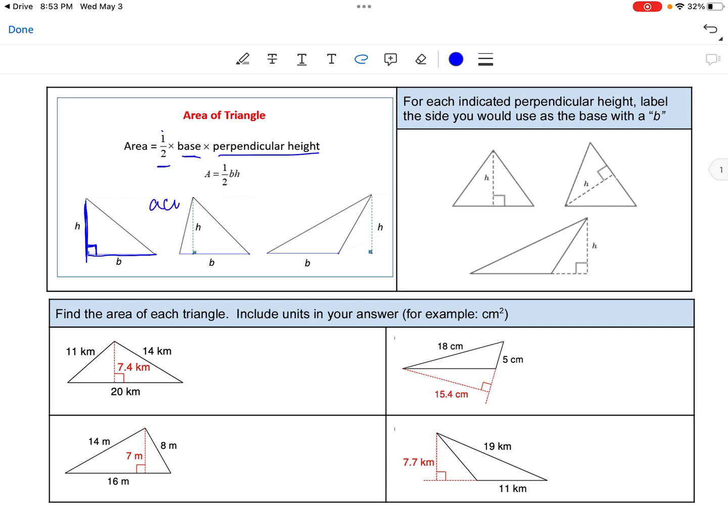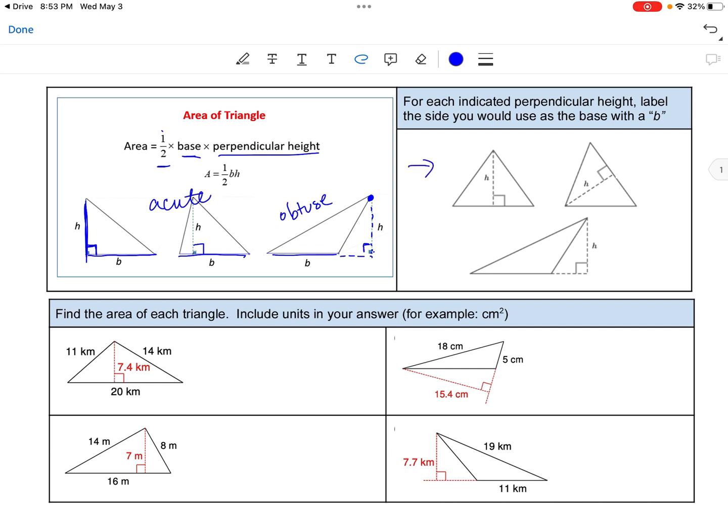In an acute triangle here, the height is going to be inside of the triangle, perpendicular to the base. And then in an obtuse triangle, the height down to the side that is part of the obtuse angle down here is actually outside of the triangle. To get a perpendicular line from one vertex of the triangle to the other side, you actually have to go outside the triangle to get the height.